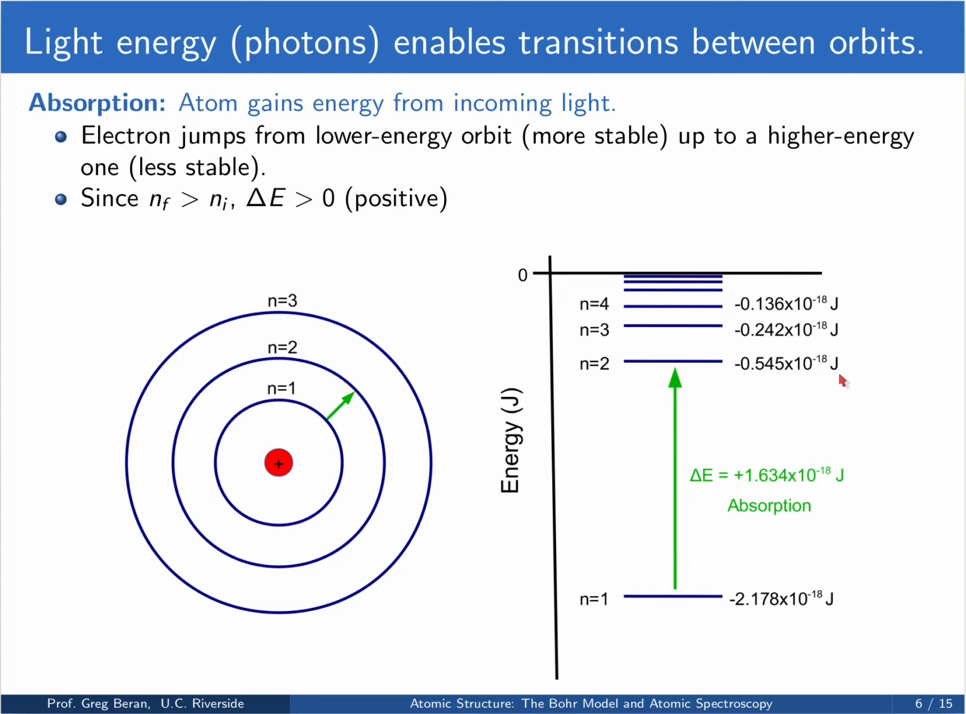In order to do so, we need to look at the energy difference between the two orbits. So the difference between these two orbits, for example, is 1.6 times 10 to the minus 18 joules. That's just the energy difference between the n equals 1 state at negative 2.178 times 10 to the minus 18 joules and the n equals 2 state at minus 0.545 times 10 to the negative 18 joules. So if we hit the hydrogen atom with a photon with that amount of energy, that can be absorbed and excite the electron from n equals 1 up to n equals 2. And because we're adding energy into the system, raising up to a higher energy, the energy change in the system is positive.